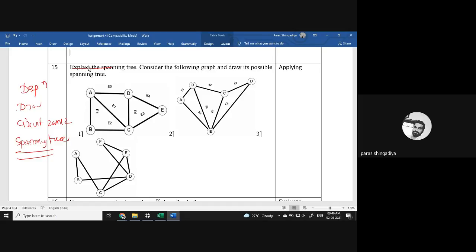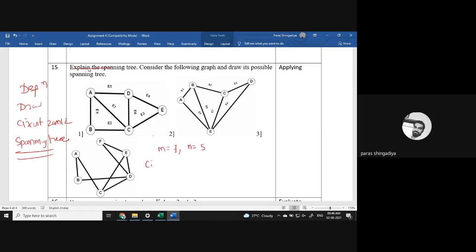Now, what is the definition of circuit rank? What is the formula of circuit rank? Yes, that is m minus n plus 1. Good. So for the first graph, we'll first use this formula. m means number of edges, n means number of vertices. In the first graph, how many edges are there? That is already mentioned here. E7 means 7 edges. So m is equal to 7. Number of vertices is 5.